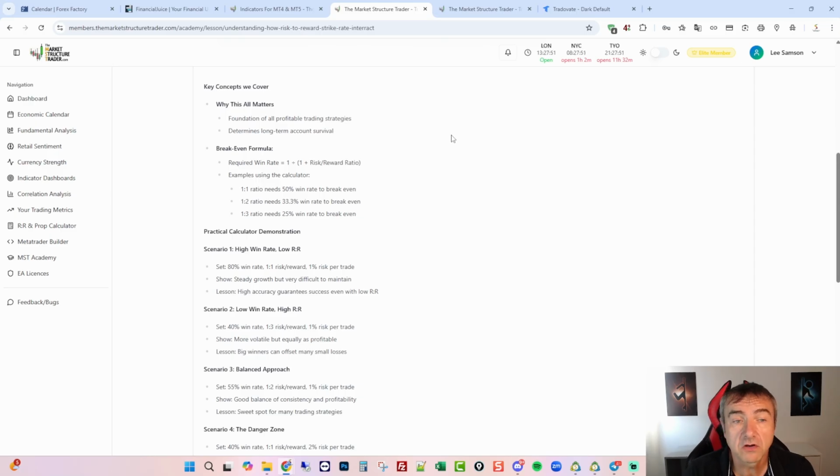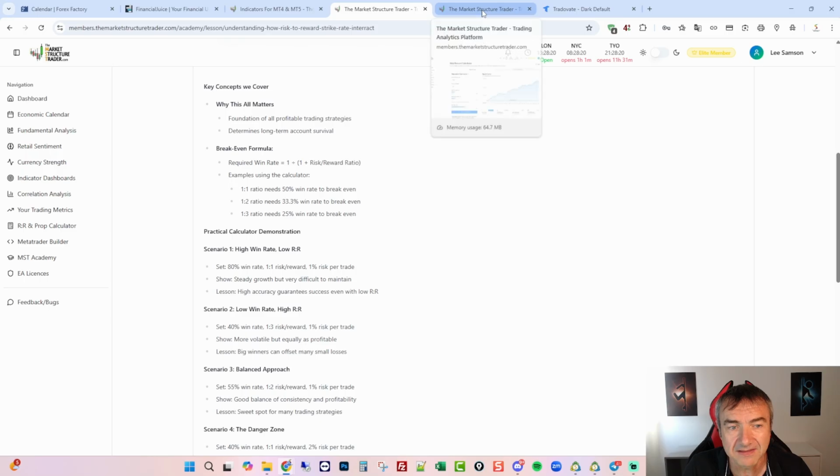So we're also going to look at, first of all, the break-even formula. So I just want to demonstrate quickly how the break-even formula works and how the mathematics works with risk reward and with strike rate. It's shown on the screen here, as you can see. So we're going to give you 3 different examples and show you how they work out. So the first one is a 1-to-1 ratio with a 50% win rate, and that will give you a break even.